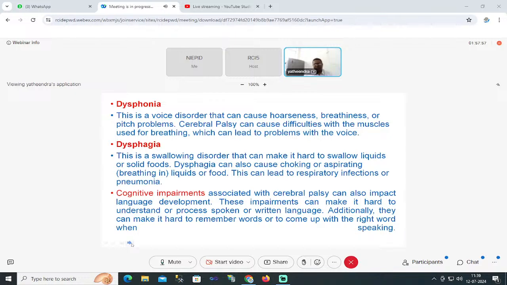Dysphagia is one type of swallowing disorder that can make it hard to swallow liquids or solid foods. Dysphagia can also cause choking or aspirating, breathing in liquids or solid food. This can lead to respiratory infections or pneumonia.